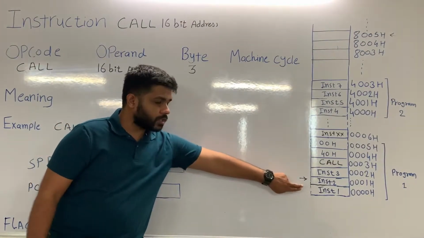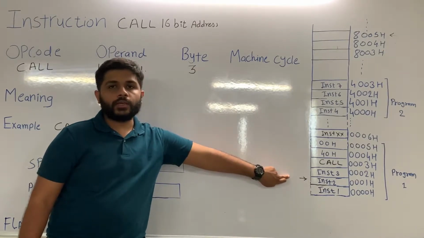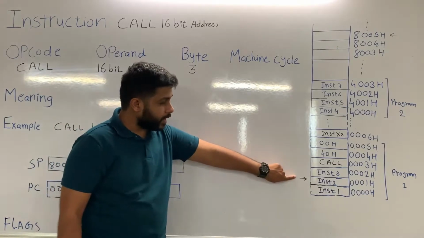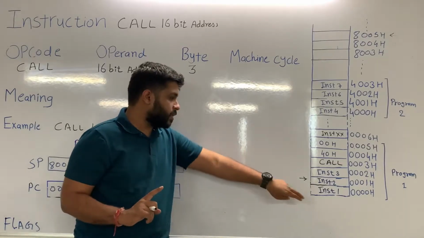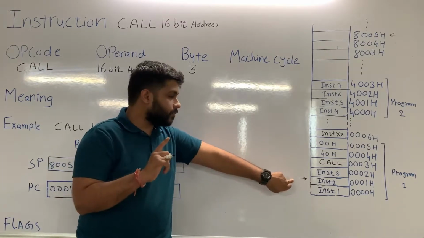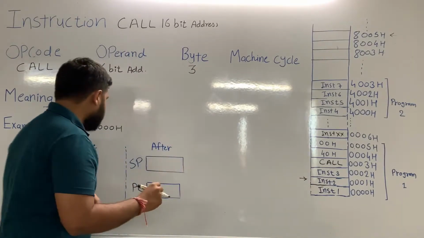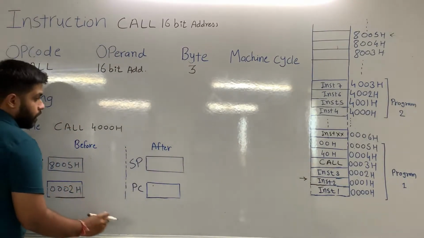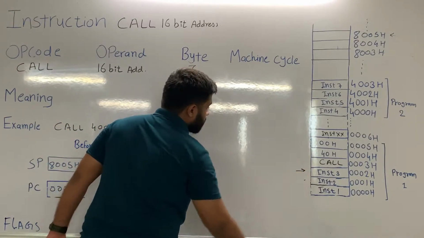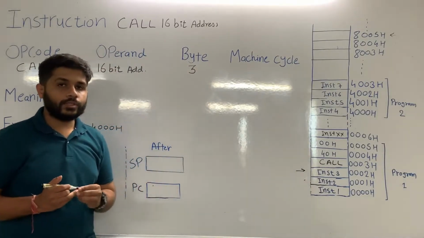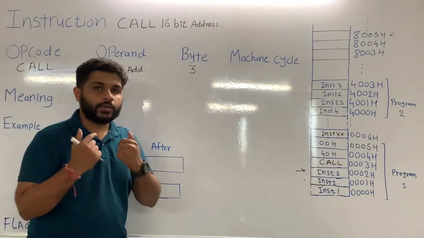After execution of instruction 1 is done, the processor will fetch the instruction from where the program counter is pointing. The program counter is pointing at 0001H, so the processor will fetch instruction 2 from memory location 1. As soon as the processor fetches the instruction from memory location 1, the value of the program counter will be incremented by 1. So now instruction 2 is fetched and the program counter is pointing to 0002H.